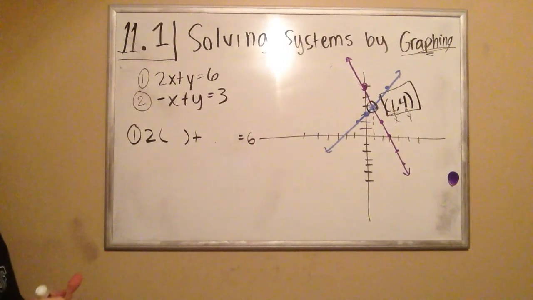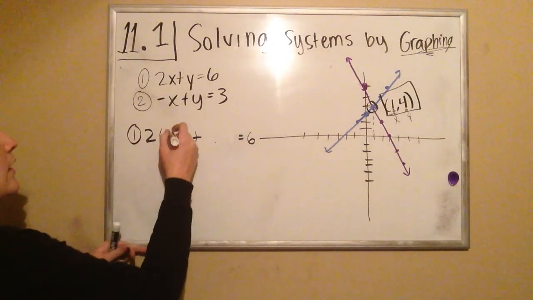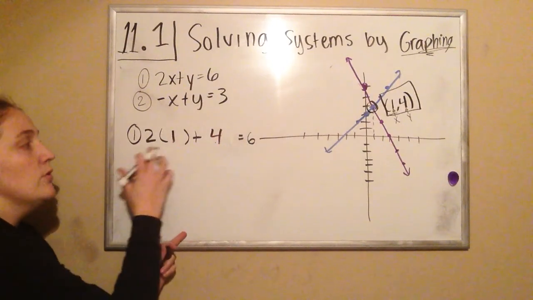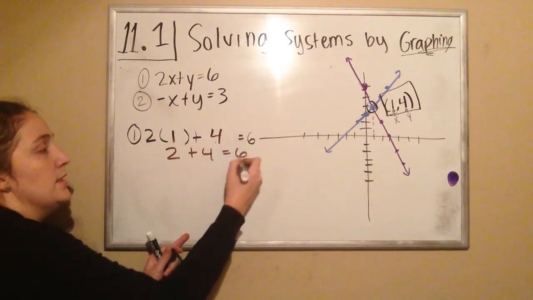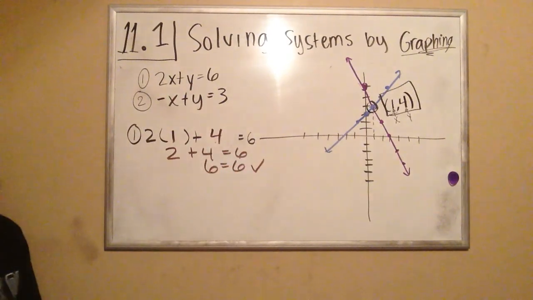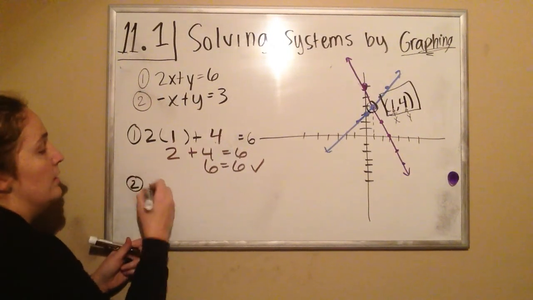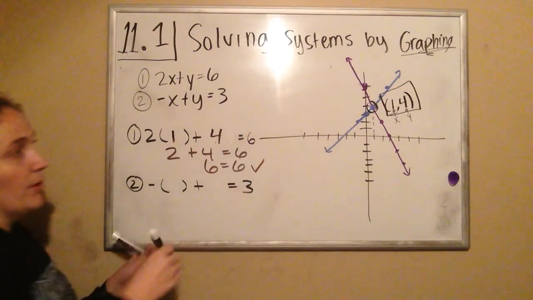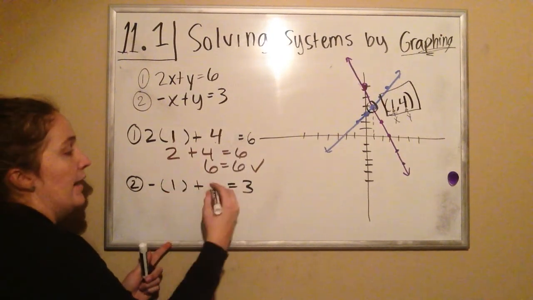Okay, we're going to plug in what we know. We know that our x value is 1 and our y value is 4. 2 times 1 is 2 plus 4 equals 6. 6 equals 6. So far we are good for the first equation. Okay, for the next one, we have negative x plus y equals 3. We plug in what we know. We know that the x is 1 and we know that the y is 4.